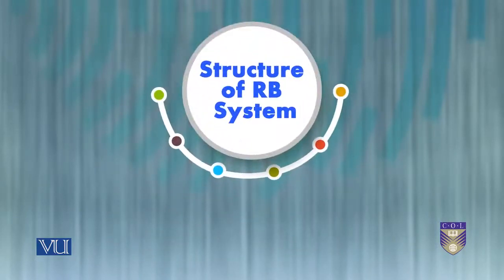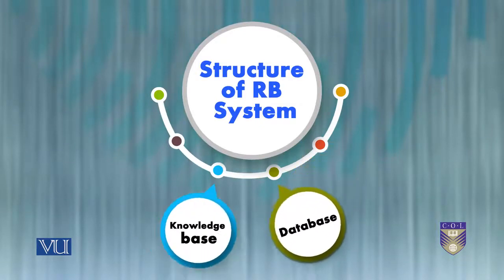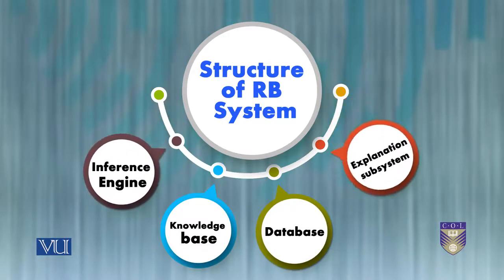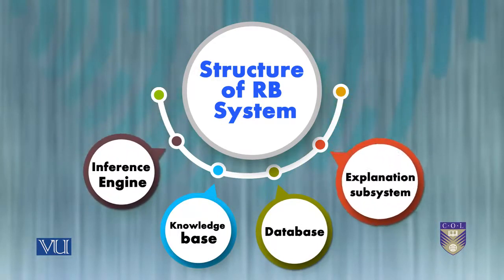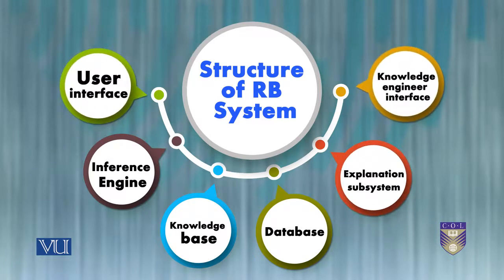Right. We have studied what basically rule-based systems are, the various terminologies, particularly rules themselves. Now let's look at the structure of a typical rule-based system or expert system. It has a knowledge base, a database, something called an inference engine, an explanation subsystem, a user interface, and a knowledge engineer interface.